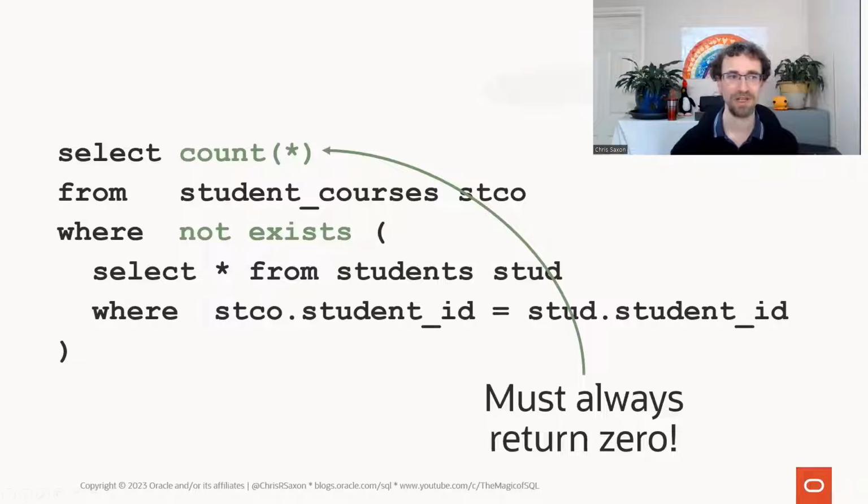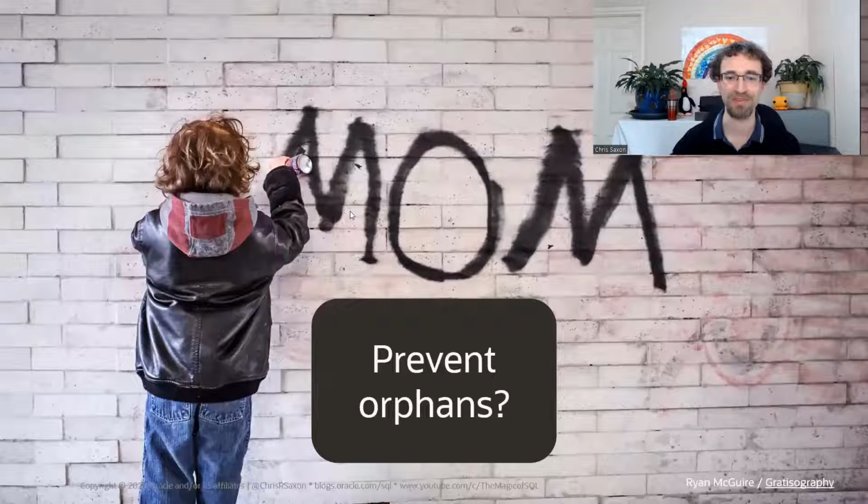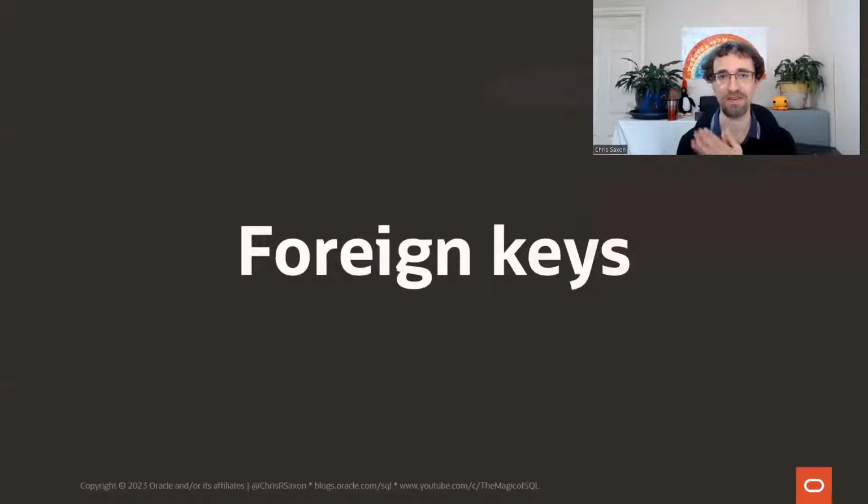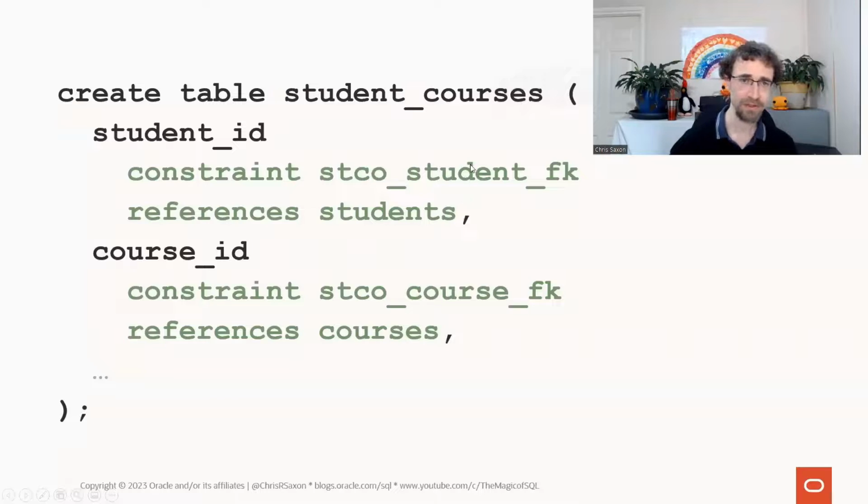So the question is, how do we stop this? How do we prevent this? How do we prevent orphaned values, right? How can we stop this? Well, the answer is foreign keys, and this defines our parent-child relationship. So foreign key goes on the child table and it points to column or columns of the parent table. So we can do something like this.